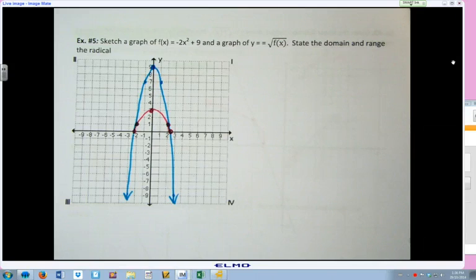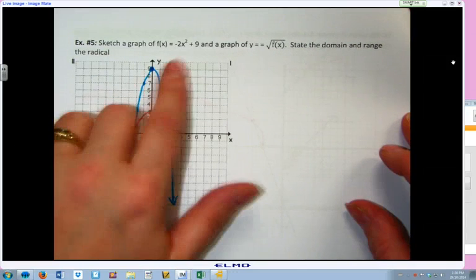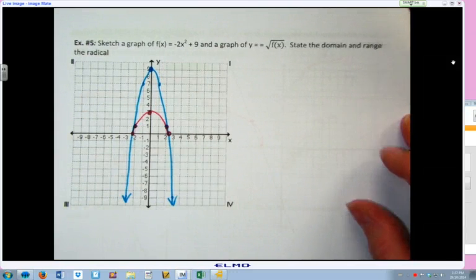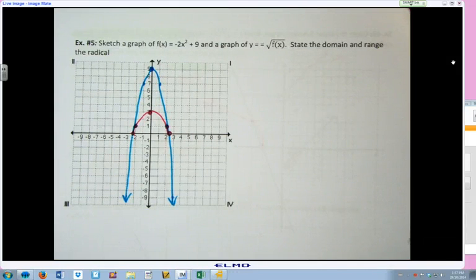It's close to -2, but it's not exactly on -2. How can we find those points exactly? Because we have the equation, so we can't just guess when we have an equation. We could do what? That's not going to help us find the x-intercepts, though.